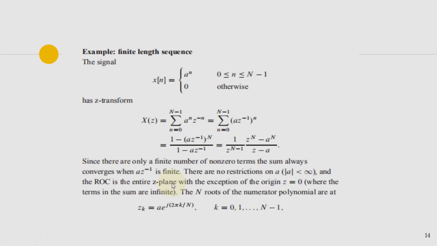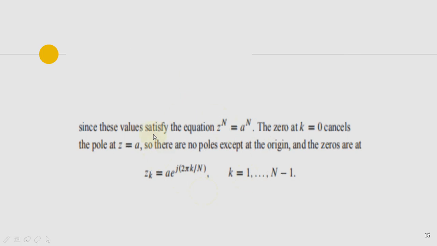And the roots of the numerator polynomial are zk equal to a into e raised to j 2 pi k by n, for k an integer from 0 to n minus 1. Since these values satisfy the equation z raised to n equal to a raised to n, k equal to 0 cancels the pole at z equal to a. So there is no pole except at the origin, and the zeros are at z equal to a into e raised to j 2 pi k divided by n, for k equal to 1 to n minus 1.